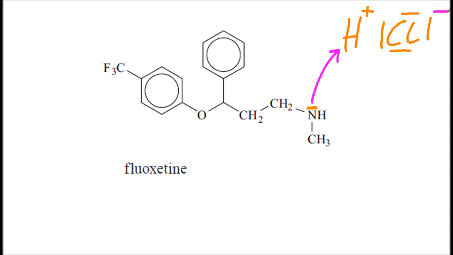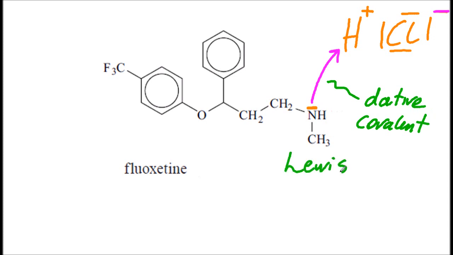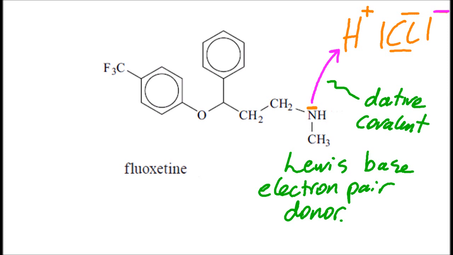Now that's a dative covalent bond. Two electrons are donated in the covalent bond from one species. It's also a Lewis base because it's an electron pair donor, which I suppose makes hydrochloric acid a Lewis acid. And a Bronsted-Lowry acid. Remember that? Seems so long ago.